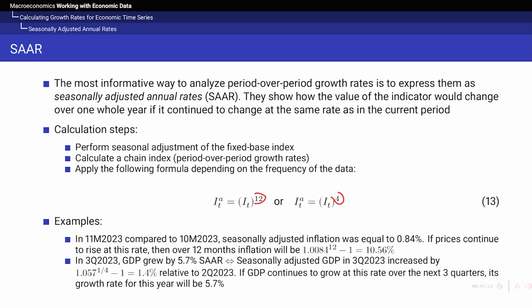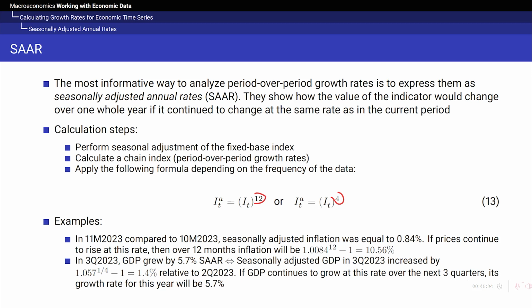For example, if in November prices increased by 0.84% compared to October, then the seasonally adjusted annual rate of inflation is equal to 1.0084, which is exactly 0.84%, to the 12th power minus 1, that is 10.56%. It means that if prices continue to grow that fast as in the current month, inflation would actually reach more than 10% over a year, which is quite a lot compared to the inflation target of the Russian Central Bank.